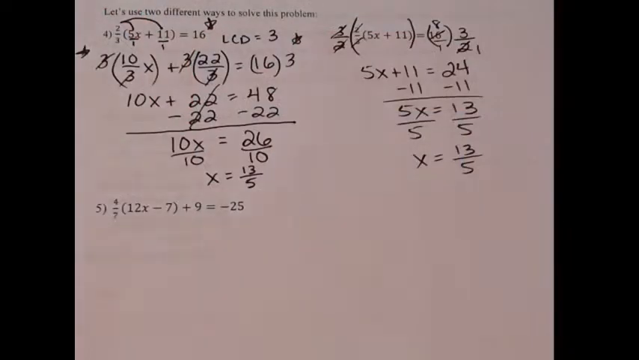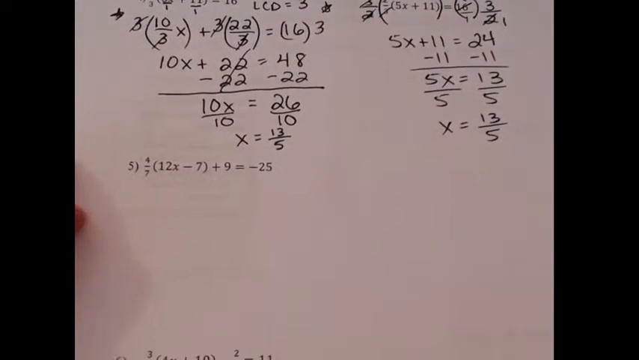Having said that, I want you all to try number 5. I would like you to distribute to drop parentheses, multiply every term by the LCD, and then solve. Here's number 5. We have 4/7 times 12x minus 7 plus 9 is equal to negative 25. I'm going to give you 2 minutes starting now.